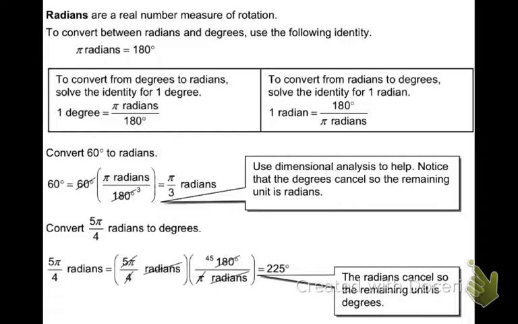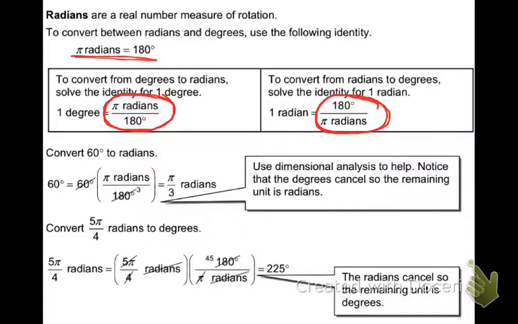Okay, to convert between radians and degrees, use the following identity: pi radians equals 180 degrees. So you're like, what does that even mean? Here's what you've got to know. To convert between degrees and radians, solve the identity for 1 degree. To convert from degrees to radians, you multiply by pi over 180, that is, pi radians out of 180 degrees. To convert from radians to degrees, you multiply by 180 over pi radians. I'll show you why that is in a second.